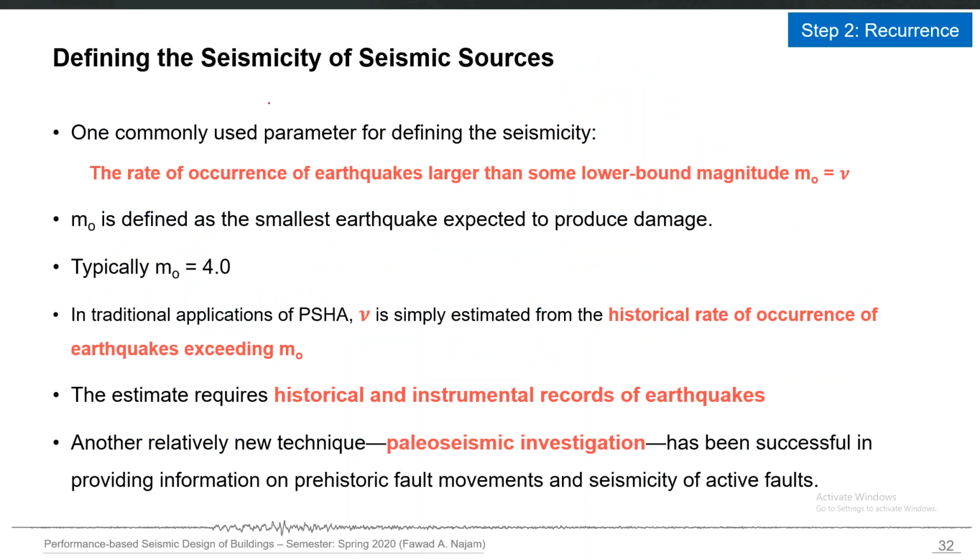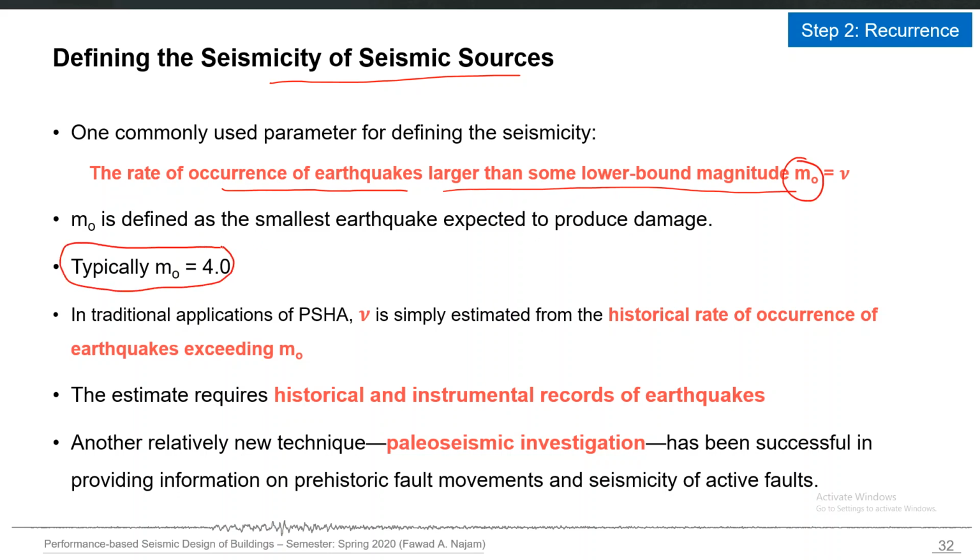For defining the seismicity of each seismic source, one commonly used parameter is the rate of occurrence of earthquakes larger than some lower bound magnitude. Typically this lower bound magnitude is taken as magnitude 4, because it is assumed that an earthquake with a magnitude less than this may not produce significant damage. So M0 is defined as the smallest earthquake expected to produce any damage. Generally it is magnitude 4.